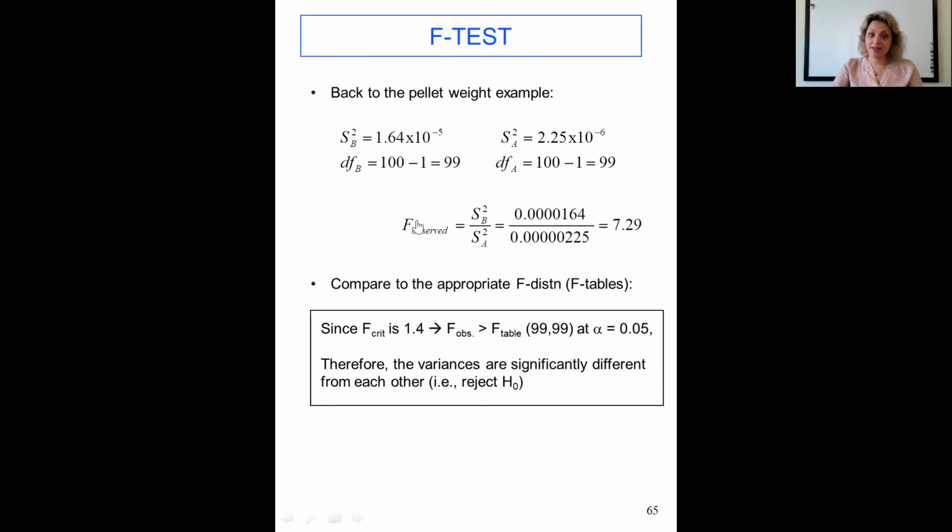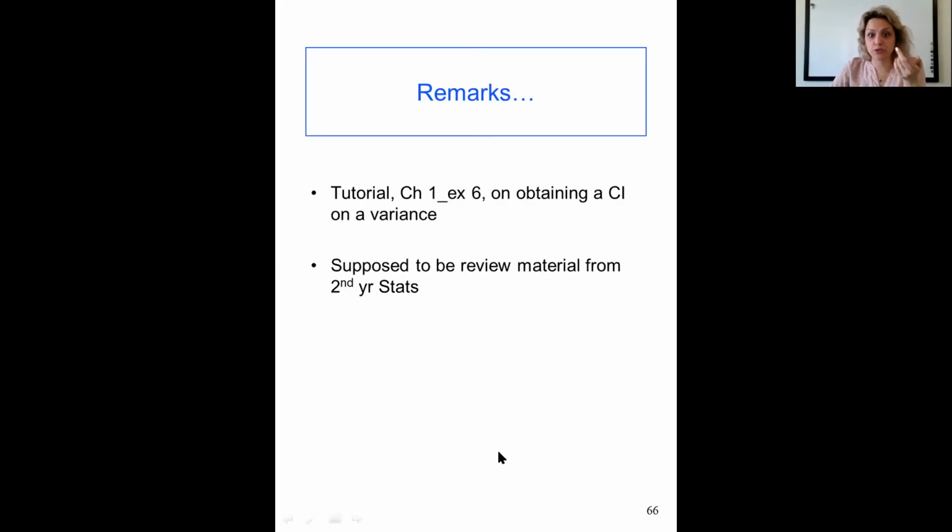And we said that when the F observed is greater than the F from the table, we can say that the variances are significantly different from each other because we rejected the null hypothesis. So remember this all the time, that we would reject the null hypothesis if F observed is greater than the F that you find from the table. It's very similar. Think about the logic that we had for the T table. We said that if the T observed is greater than the T critical, it means that we are outside the null hypothesis region. So here is the same. So we reject the null hypothesis.